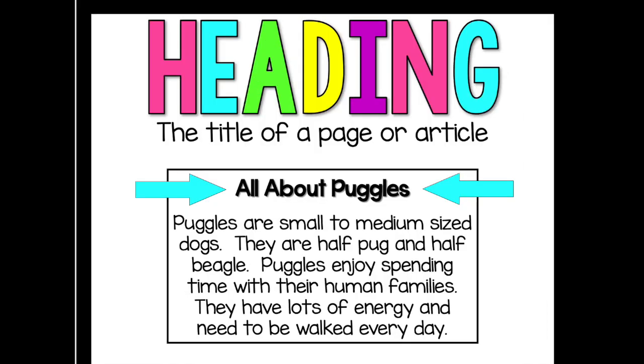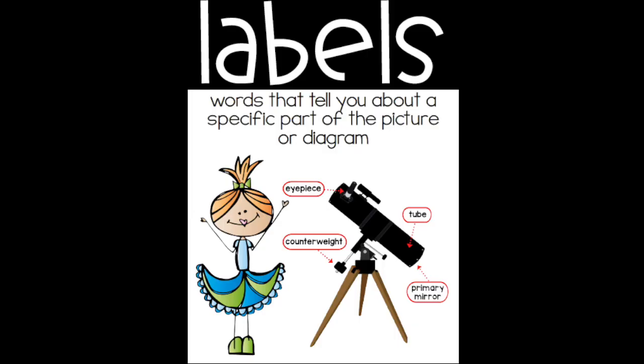Next up is heading, and it's just the title of a page or an article on a page, just kind of telling you what you're about to be reading. Then we have labels, which are words that tell you about a specific part of a picture or diagram. Check out the really cool labels of the baseball field and the baseball player positions in our book today.